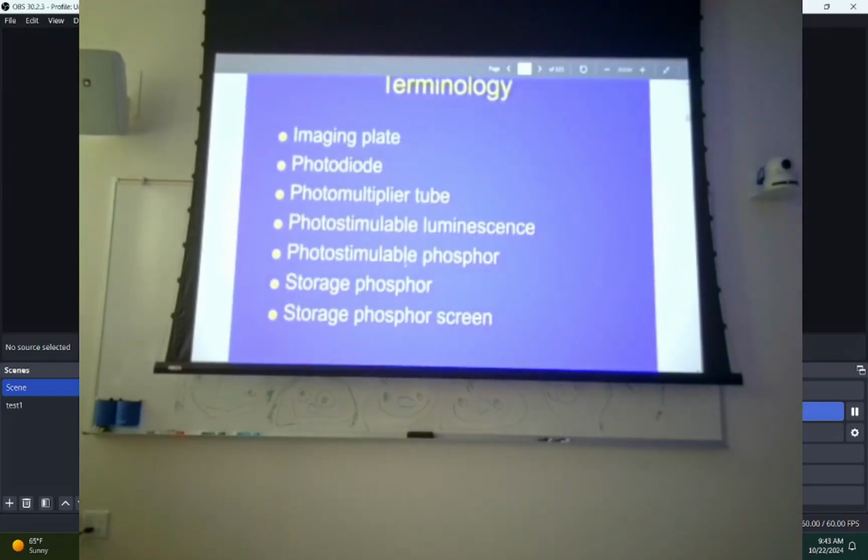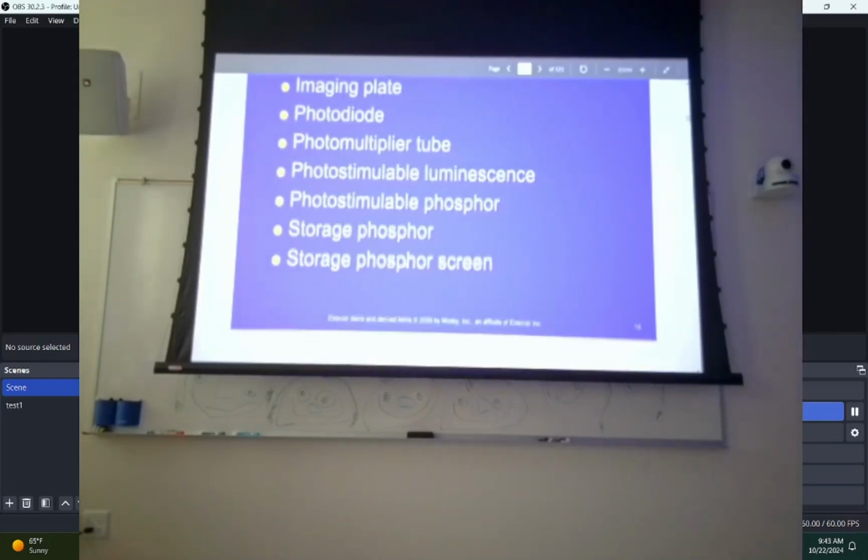All right, so what we're going to talk about are imaging plates. We're going to talk about photodiodes, photomultiplier tubes. This is getting into DR. Photostimulable luminescence, photostimulable phosphor, storage phosphor, and then storage phosphor screens.